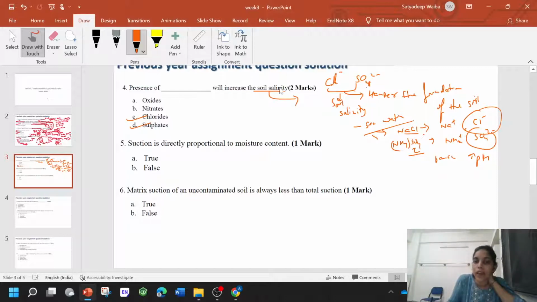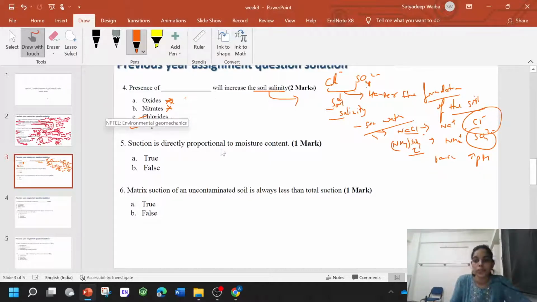Now, why can't oxides and nitrates be the answer? Because there is no oxide which has a pH in the highly basic range, and oxides are not characteristics of salinity. Nitrates are also not, because the formation mechanism and the availability where they are found are different compared to chloride and sulfate. So chloride and sulfate are the determinants of soil salinity, and they are also very harmful because they hamper the foundation of the soil.